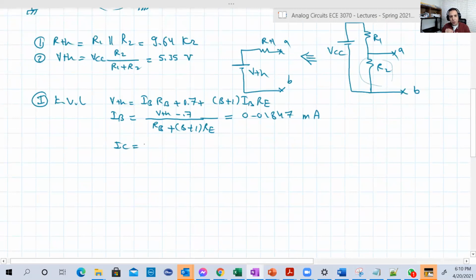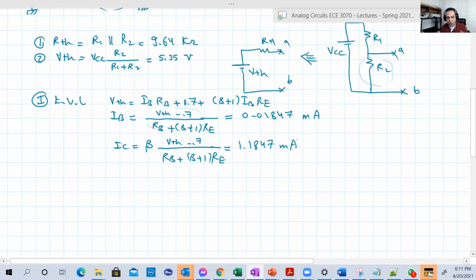I will not multiply IB directly with IC. I will just multiply this with beta, IC is equal to beta IB. So I just multiply 100 by this number and I get it. But I want to show you something. So let's write this in that way. Beta, then the same expression for IB, (VTH minus 0.7) over (RB plus (beta plus 1) RE). It's easy.